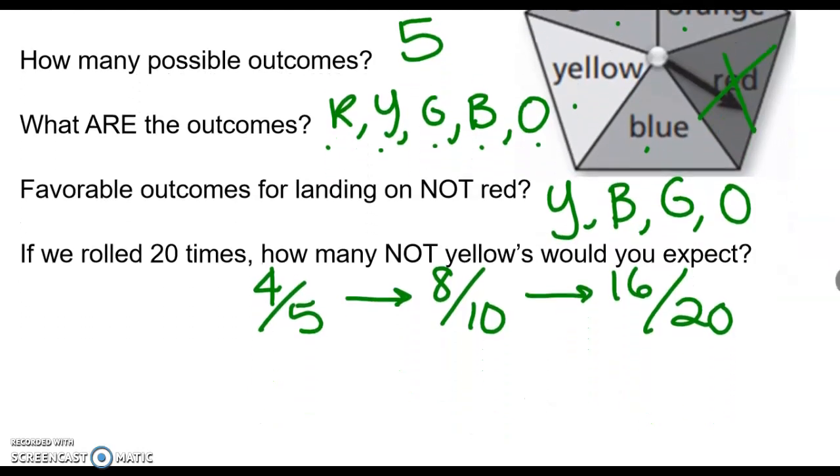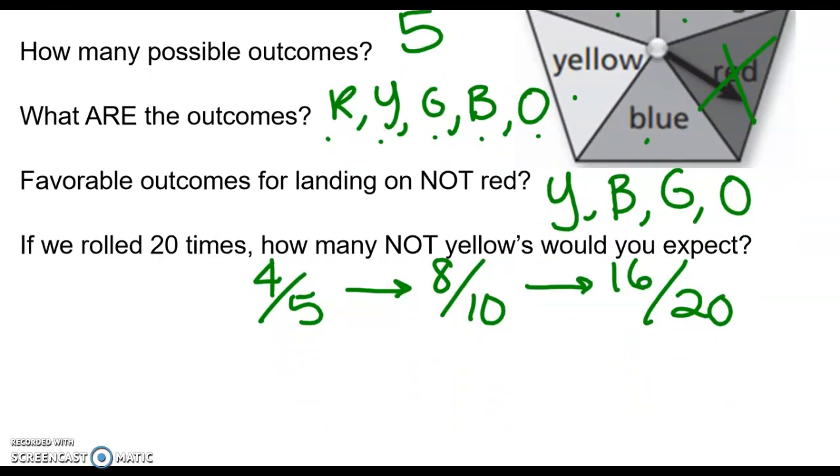Okay, and then I want to look at this one down here. If I rolled it or spun the spinner 20 times, how many not yellows do we think we would get? Well, let's see.